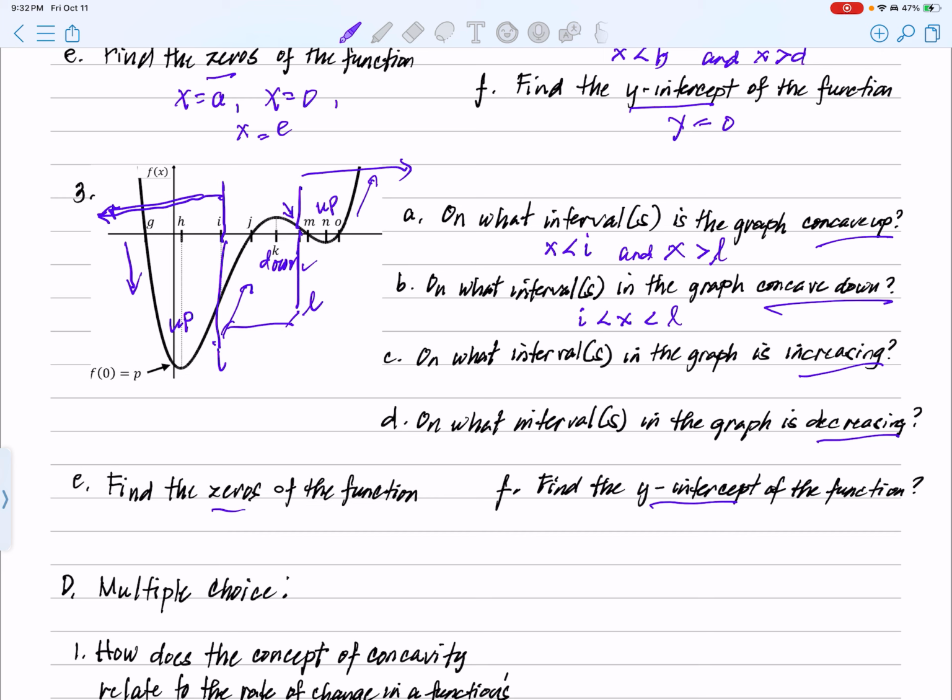Next, when it is increasing. So when it starts to increase, isn't it this one that starts to increase, right? From H, then it increases going to right here.